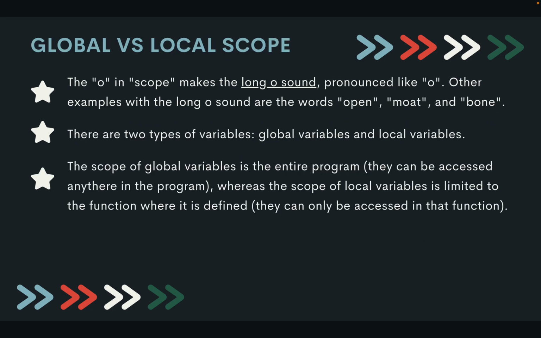Okay, global and local scope. The O in scope makes the long O sound, pronounced O. Other examples with the long O sound are the words open, moat, and bone.